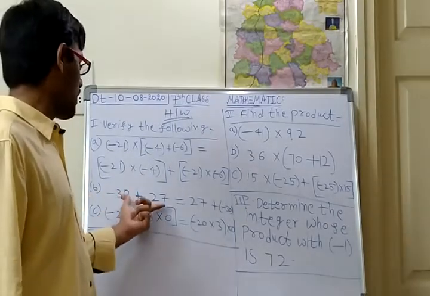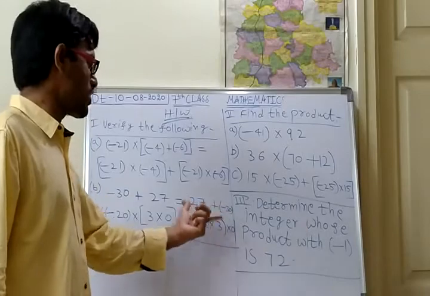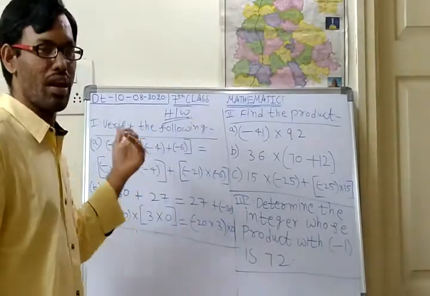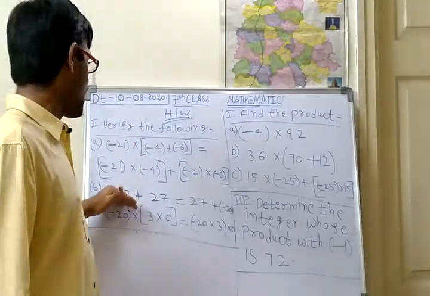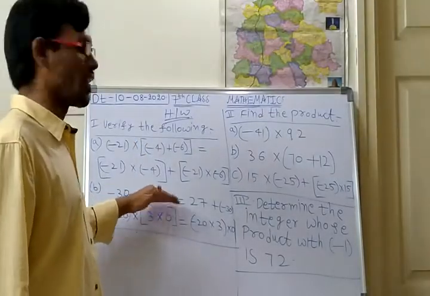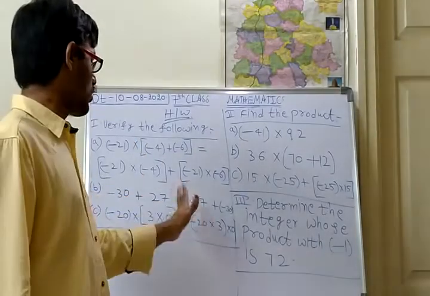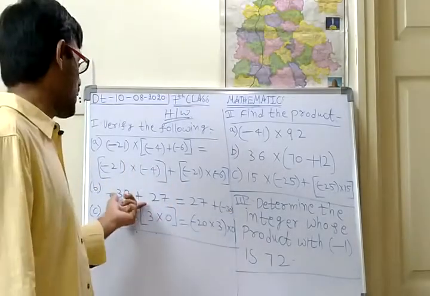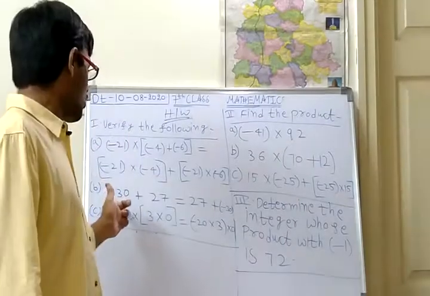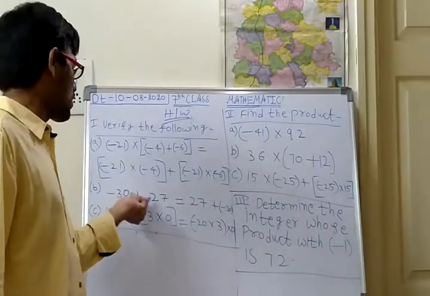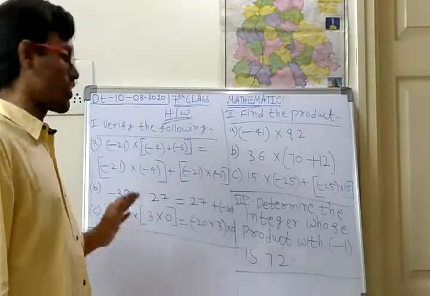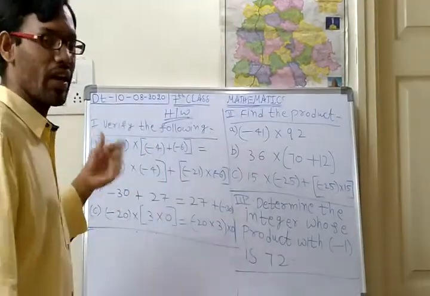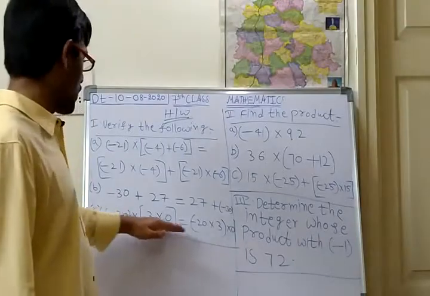Minus 30 plus 27. 27 plus of minus 30. First of all, assume the numbers as some letter. Okay, let minus 30 is equals to A, 27 is equals to B, 27 is equals to B already written, minus 30 is equals to A already written. So like that you assume, and you try to write letters instead of numbers. So you will get one idea. Which property it is, you will understand. So C also you do like that.